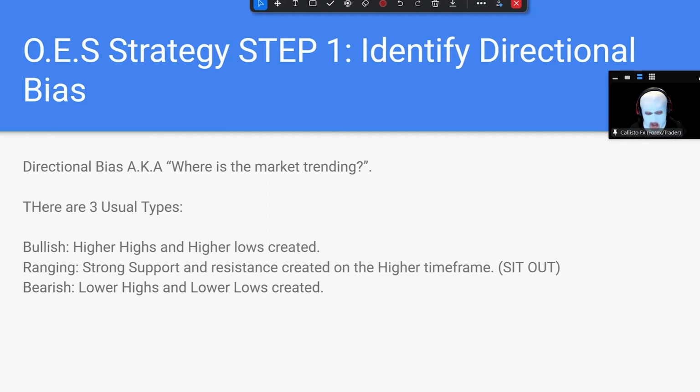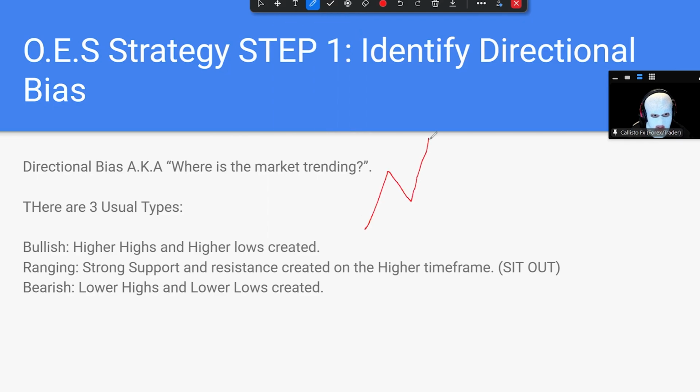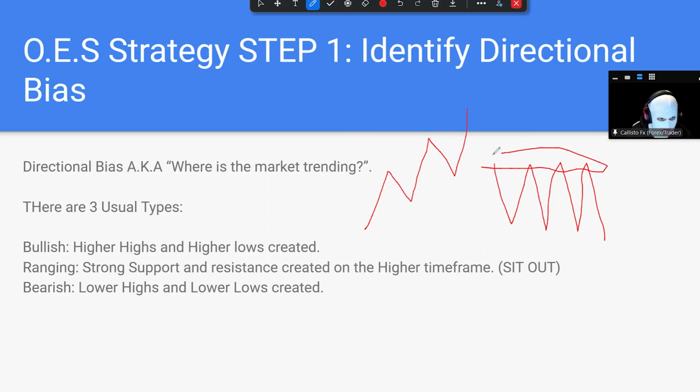The bullish, where you create higher highs and higher lows, like this. Or the ranging, where you have a range like that, with a support and resistance. Forgive my drawing, man. This is where you have a very strong resistance and very strong support, where you are basically in the range, not breaking up or breaking down.